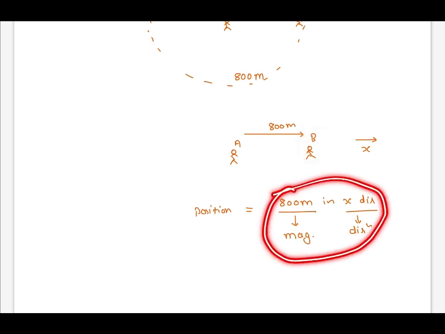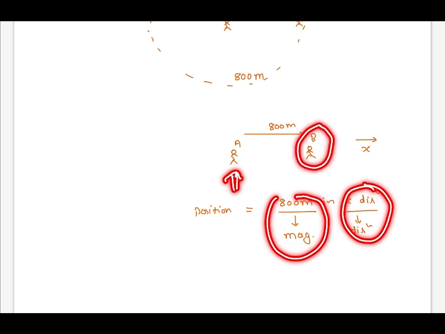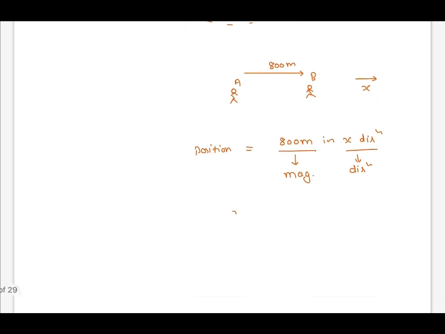This information, which has magnitude as well as direction, will enable man A to reach or to meet his friend B. So we can define it as x is equal to 800 meters, or rather we can say plus 800 meters. So this plus is direction and 800 meters is magnitude, right?